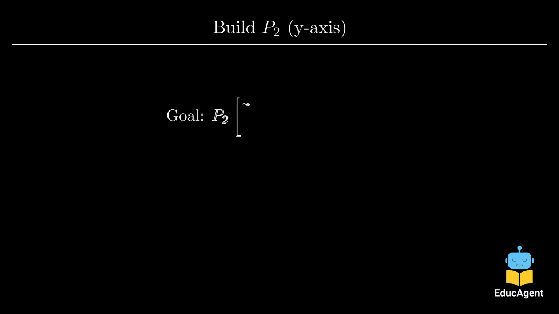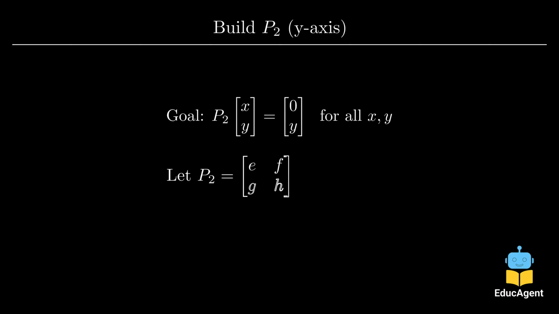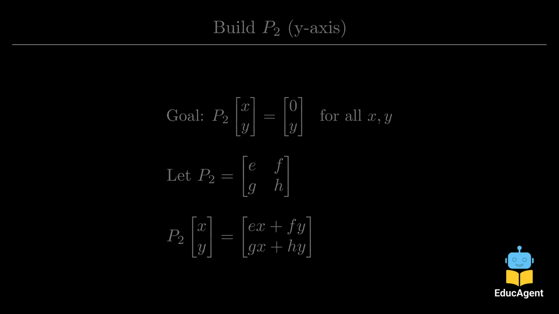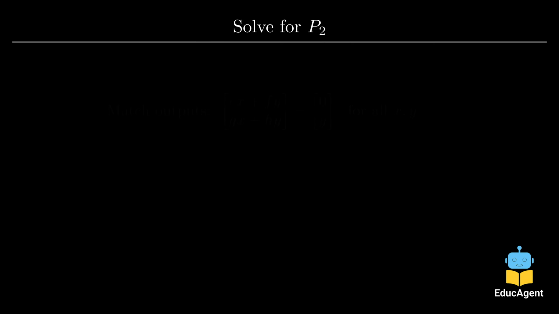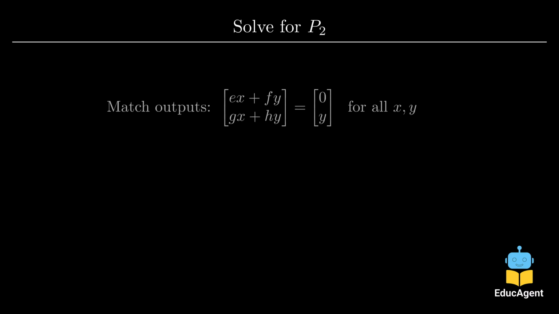Now we want the opposite behavior. Delete x, keep y. Again, start unknown and force the output rule. The first output coordinate depends on row 1. The second depends on row 2. We match coefficients again, because the equality must hold for every vector.